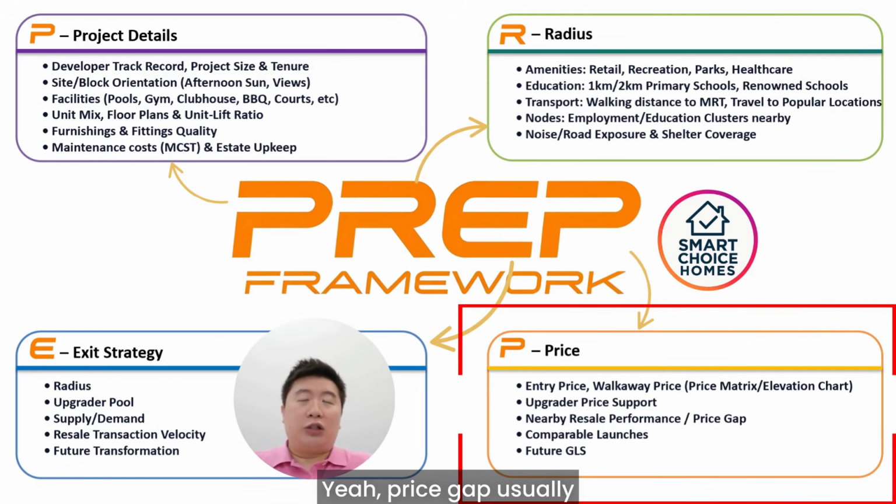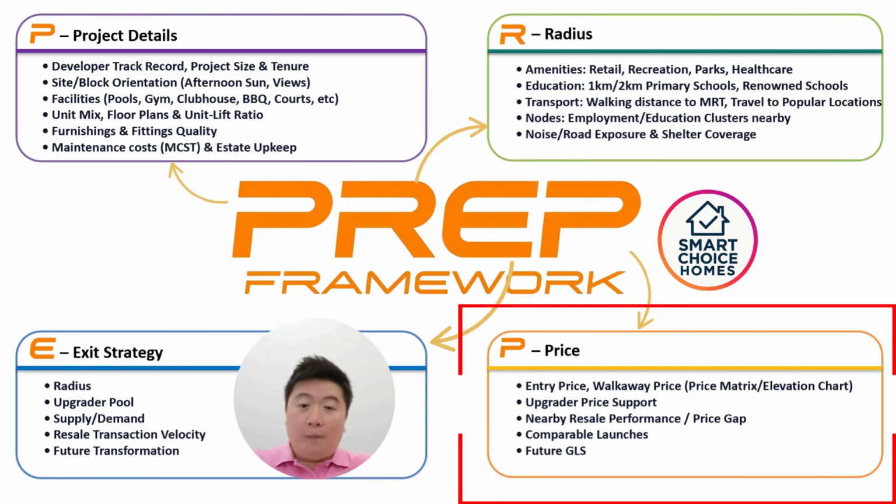Price gap usually applies, and I will be using it when the entry price is a lot lower than the surrounding projects, which is actually the case for Zyon Grand. I'll show you guys the comparison later. Other than that, there are also comparable new launches as well as future GLS. So this is the PREP framework in a nutshell.